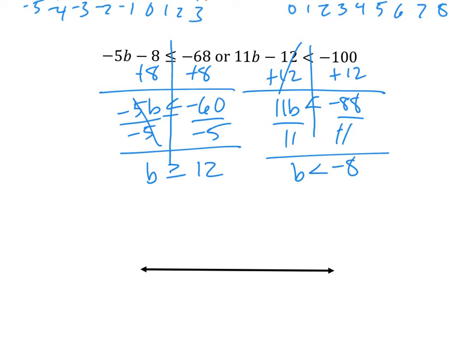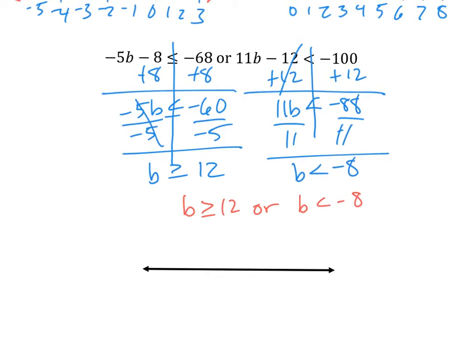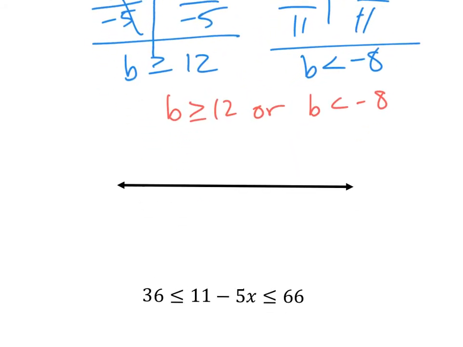Okay, so here we end up with b is greater than or equal to 12, or b is less than negative 8. Okay, so we'll graph this one on our number line here. We'll maybe start with negative 10, go up by 2's.